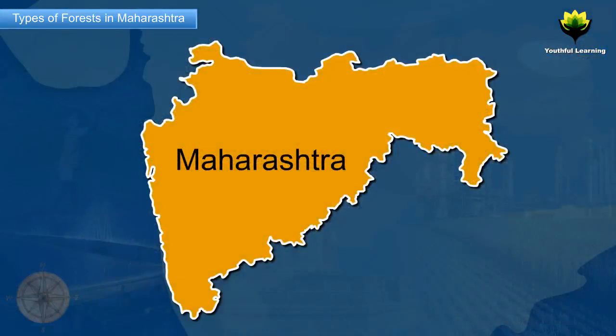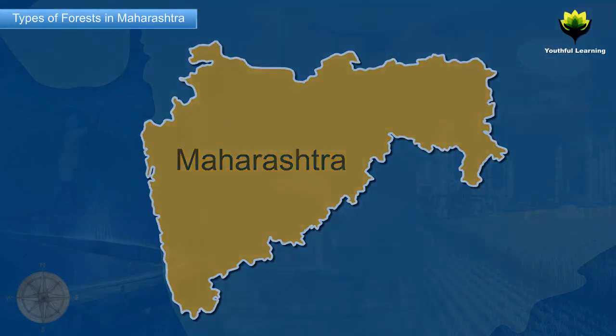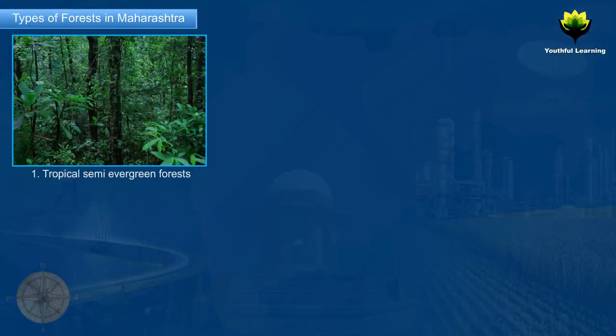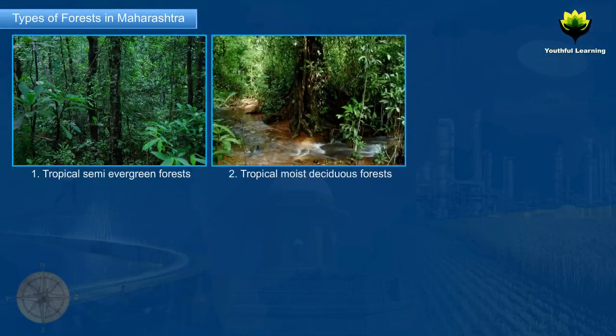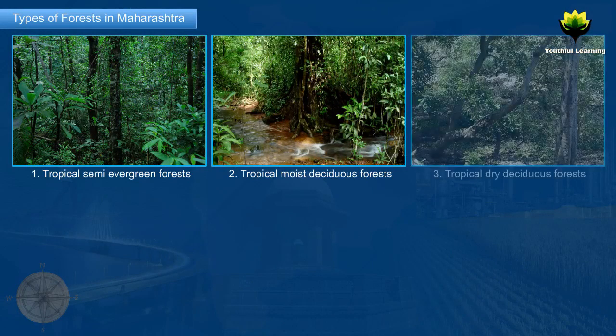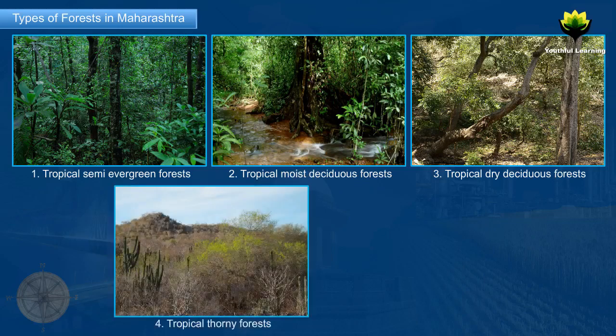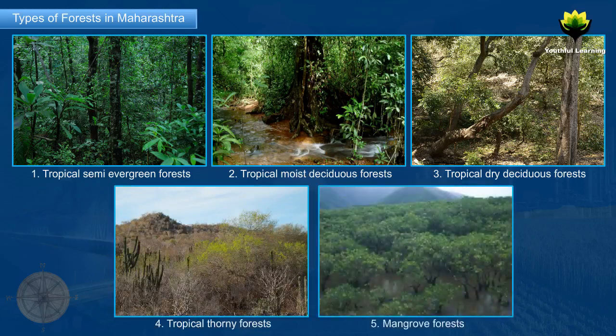Types of forests in Maharashtra. Types of forests found in Maharashtra are: 1. Tropical semi-evergreen forests. 2. Tropical moist deciduous forests. 3. Tropical dry deciduous forests. 4. Tropical thorny forests. And 5. Mangrove forests.